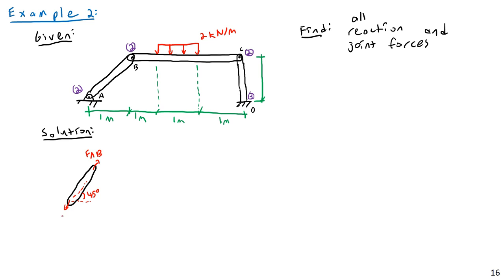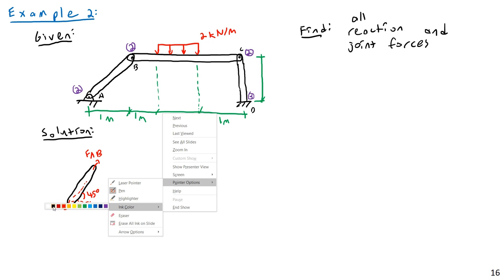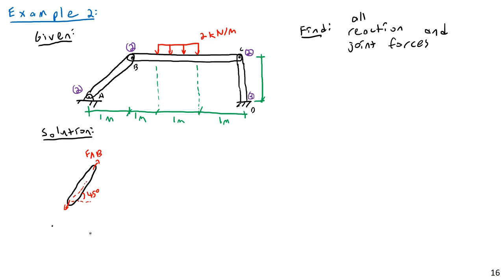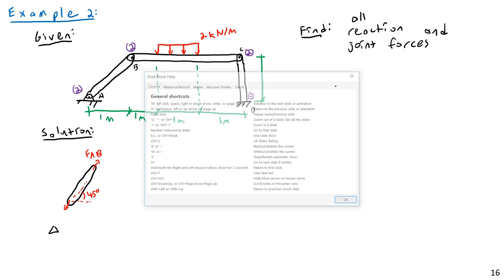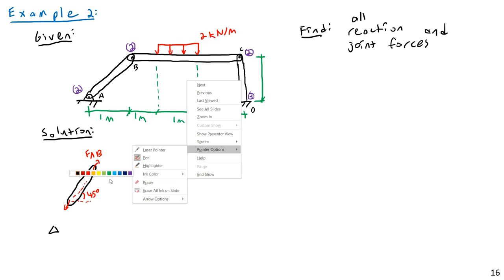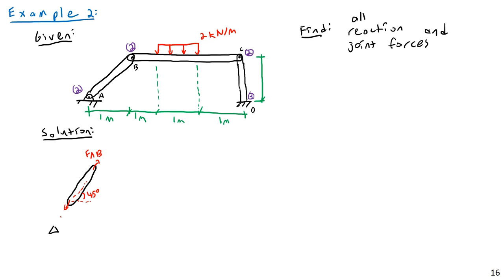But then if I looked at this joint here, actually I should probably draw it in black to be consistent. I would have this joint here, and on the joint, coming into that would be FAB, but going upward this time. And then I would have an AY and an AX. And this would also be at a 45 degree angle.